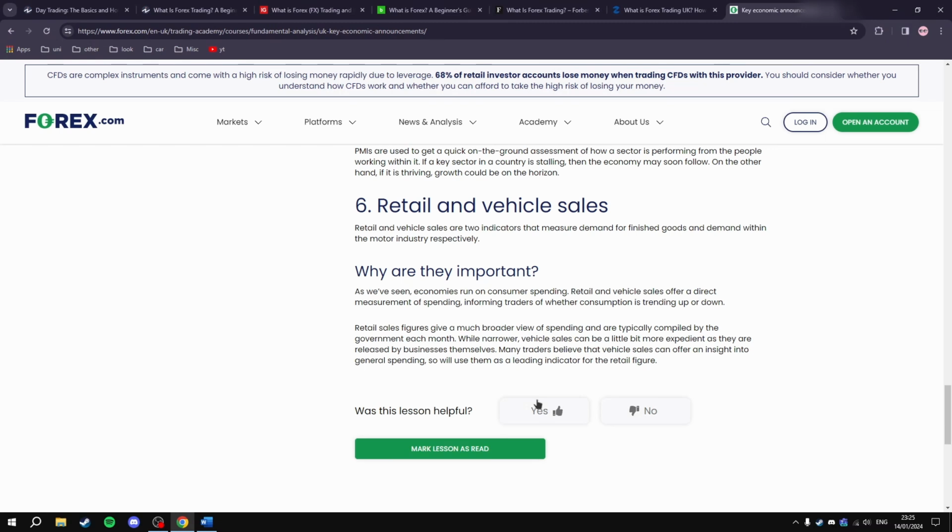Why are they important? As we've seen, economies run on consumer spending. Retail and vehicle sales offer a direct measurement of spending, informing traders whether consumption is trending up or down.